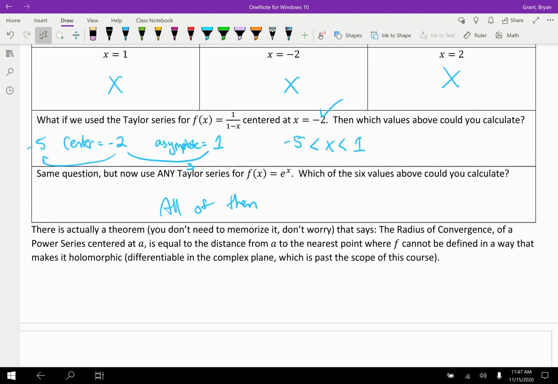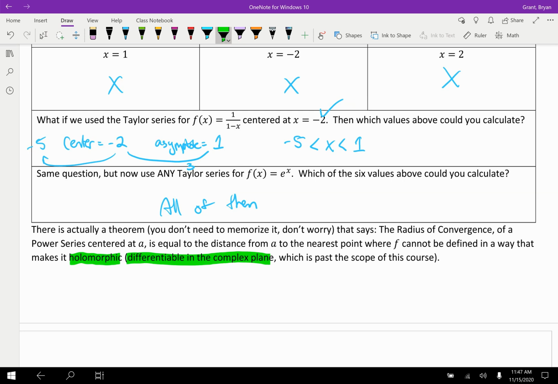Okay, so there is actually a theorem, and you don't need to memorize this, that says the radius of convergence of a power series centered at A is equal to the distance from A to the nearest point where f cannot be defined in a way that makes it holomorphic. And holomorphic is essentially differentiable in the complex plane. So meaning there are slopes even using imaginary numbers. And this is well past the scope of the course. But you can go down the rabbit hole and talk about holomorphic, talk about what it means to be differentiable in the complex plane, and then come back and teach me if you'd like.